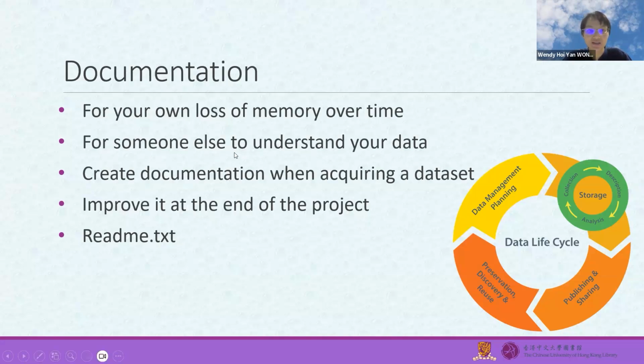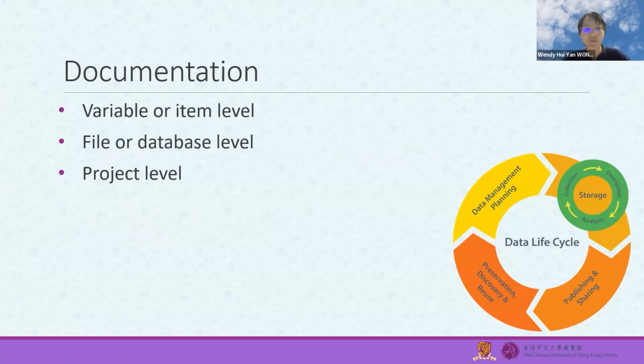This kind of metadata can allow someone else to understand your data. Create documentation when you acquire your data sets, and improve it at the end of the project. You can also write the readme.txt. This is from computer science. Computer scientists write readme.txt when they write a program. This allows someone else to understand how they can refer to your program, or they can refer to your data set. So the documentation could be a variable level or item level.